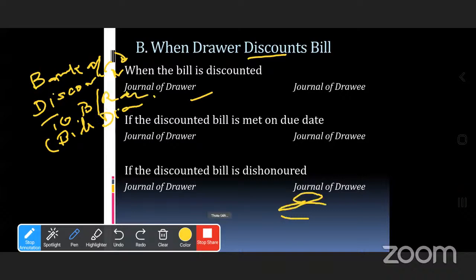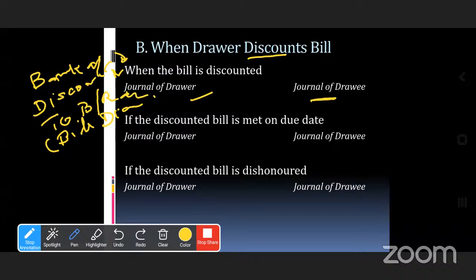Okay. Now in the books of the drawee. So here in the books of the drawee, there will not be any entry because they are liable to pay the bill on the due date. So here the bill is submitted to the bank for the encashment of the cash. So he will be encashing the bill. So the bank and the drawer are related.